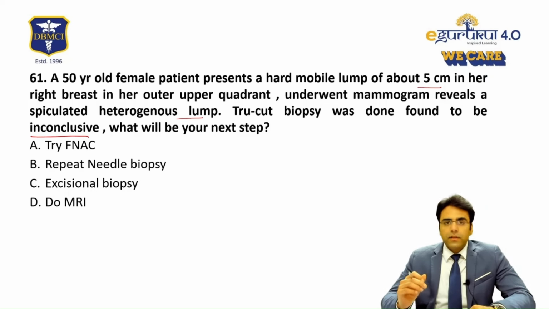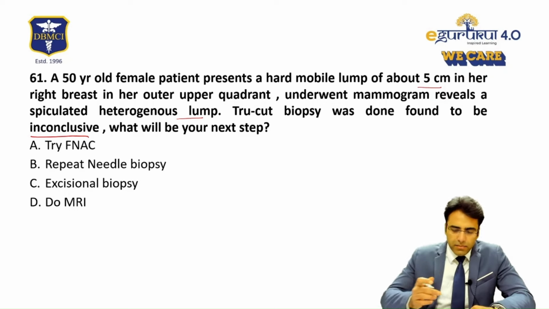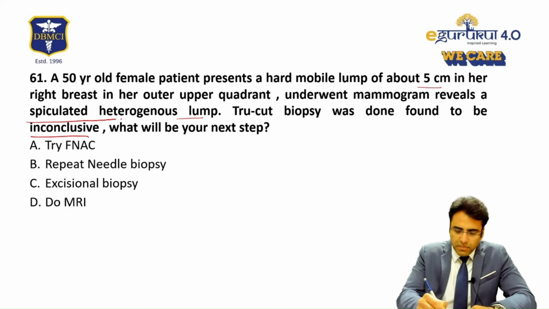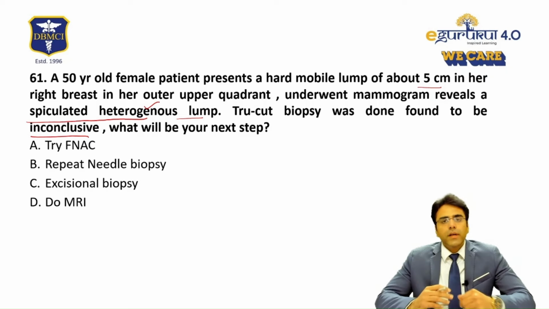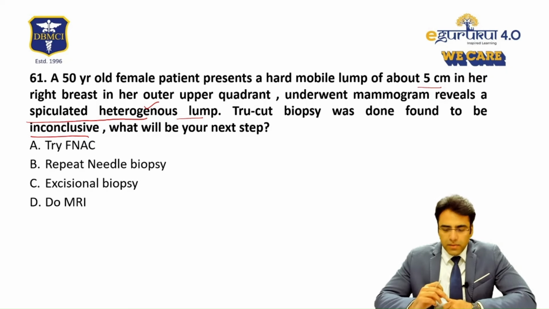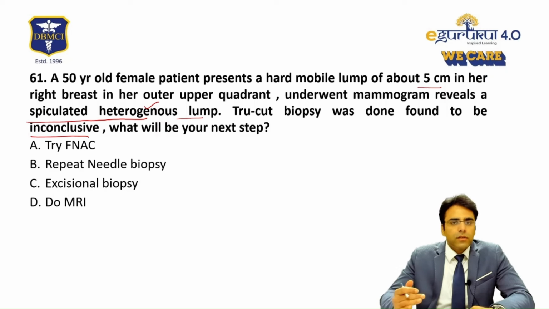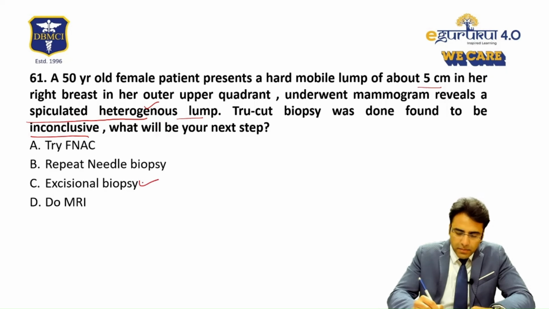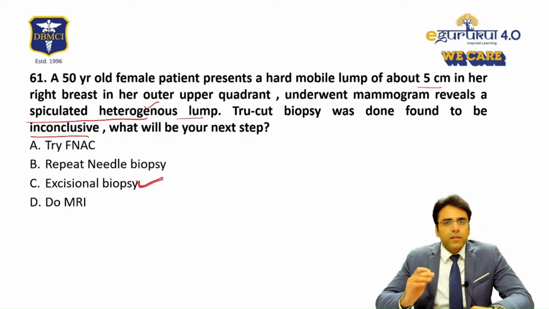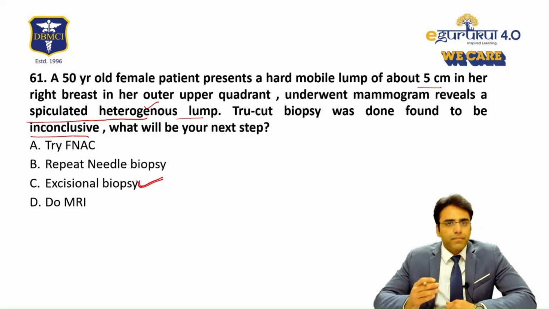So in this case, you see this patient has a carcinoma breast because the mammogram is showing what? Spiculated margins. Spiculated margins is characteristic of carcinoma breast. Now trucut biopsy was done, which was found to be inconclusive. Clear? If trucut biopsy is inconclusive, the next step is excisional biopsy.